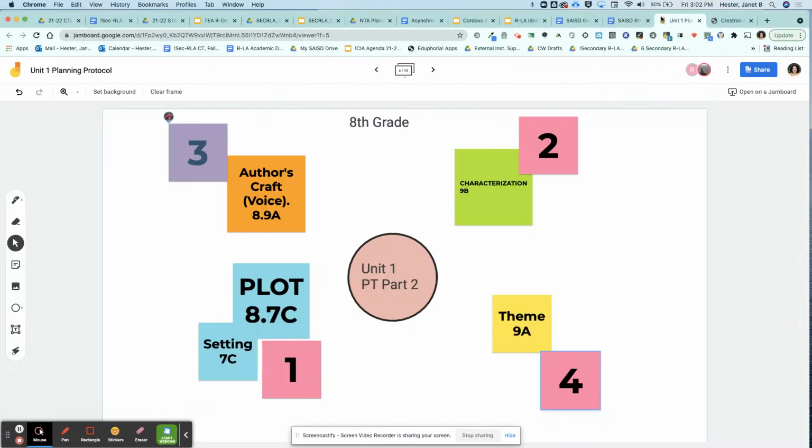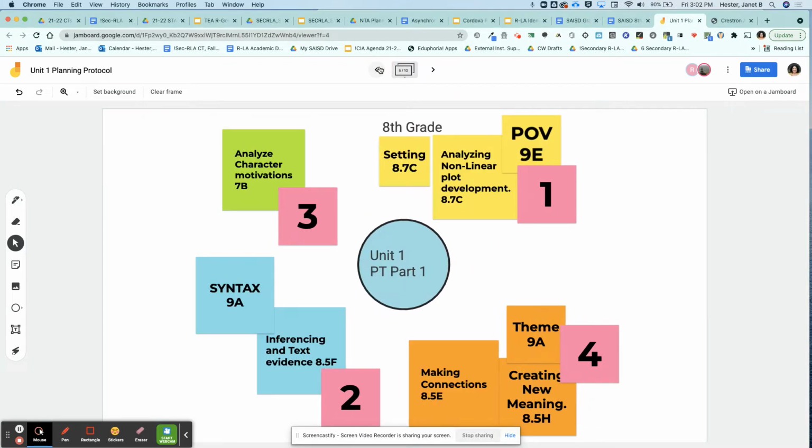And when we pulled out those strategic skills, we decided, based on what was on the performance task, what we were going to teach first, second, third, and fourth, based on what we saw for the standards and the complexity of each skill. Now we're going to look at all of these skills a little bit differently.